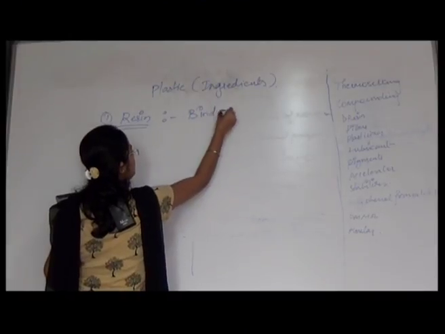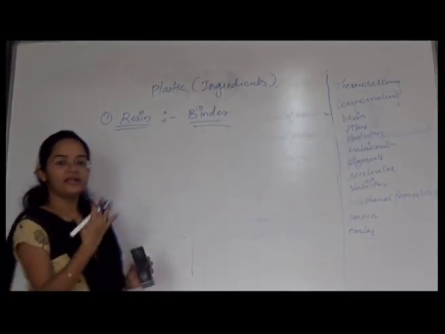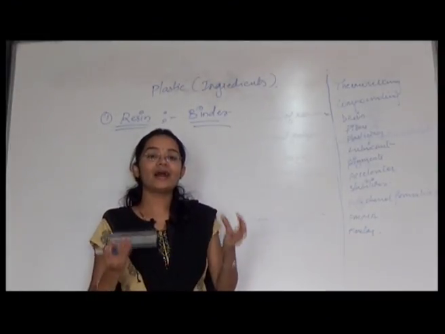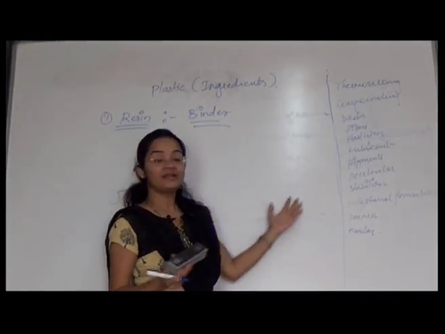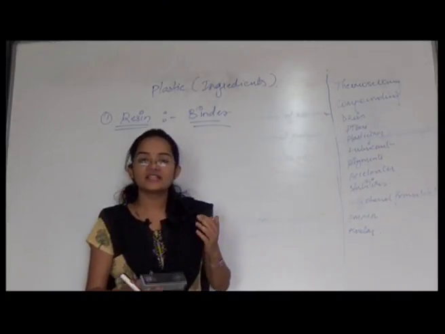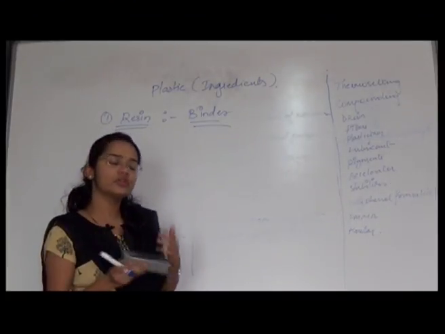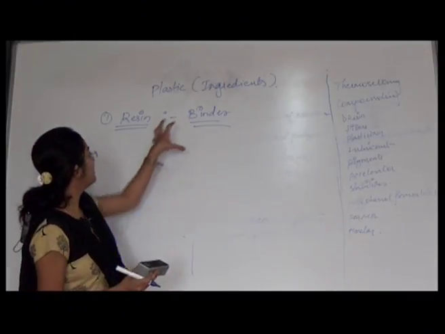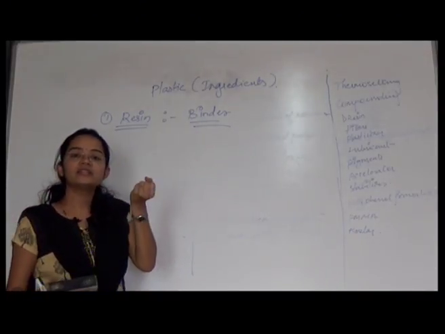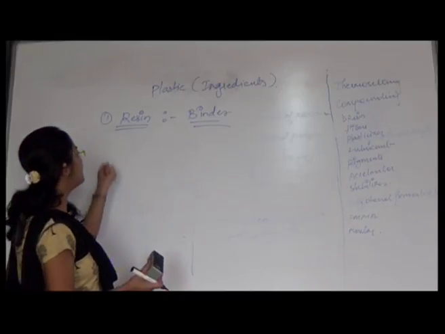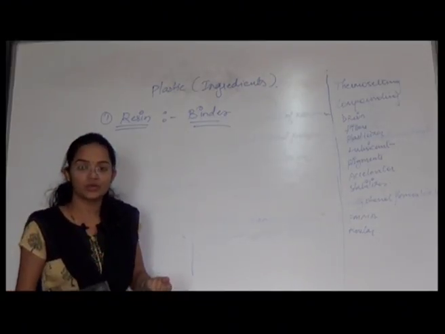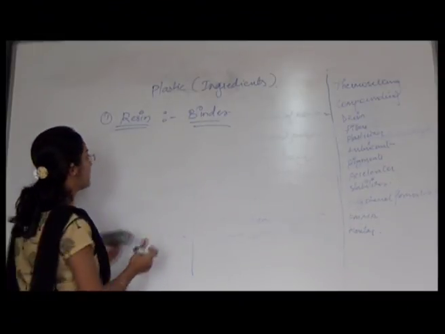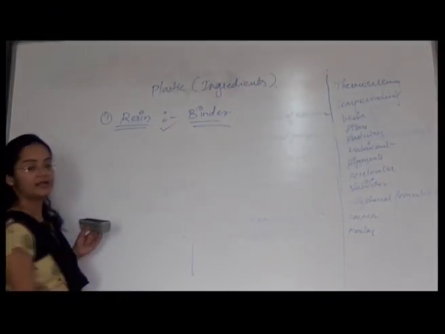Clear? So the role of the binder is to bind all the other constituents that take part in compounding, like plasticizers and stabilizers. So the different ingredients used in the formation of a plastic are bound together with the help of this binder. Therefore we say that resin is the main constituent, used for the binding purpose. Clear? So this is the resin.